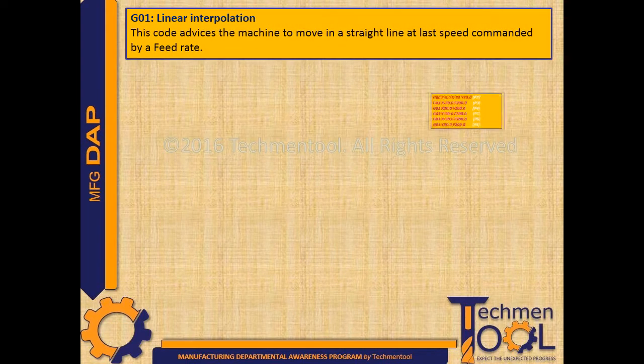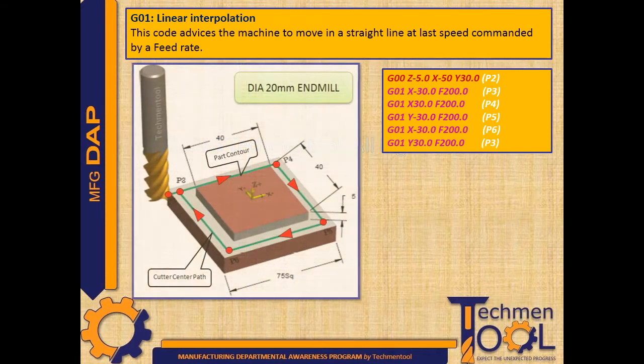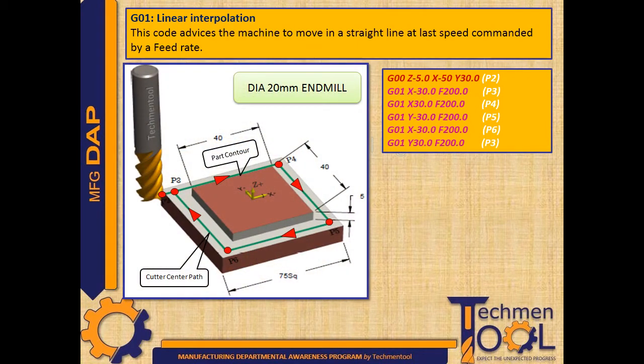G01 linear interpolation. This code advises the machine to move in a straight line at a speed commanded by a feed rate. In the sample program, you can see that the end mill tool rapidly moves to the Z-5 X-50 Y30 point, that is P2. Then the following linear movement G01 takes place, that is X-30 at the feed rate of 200 microns, that is point P3.